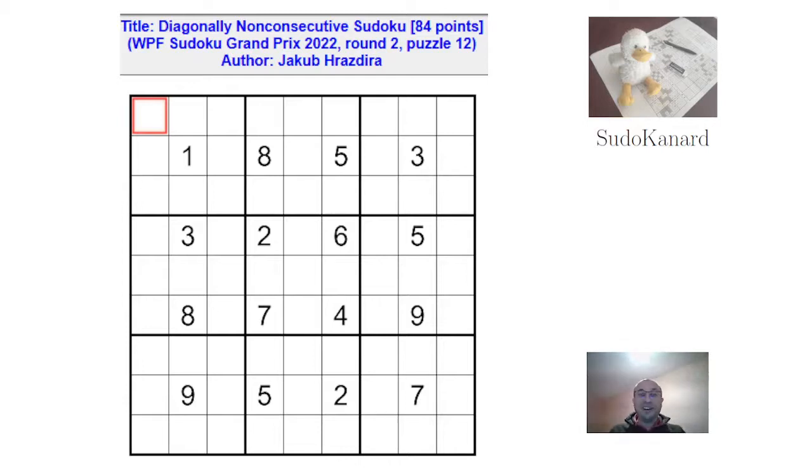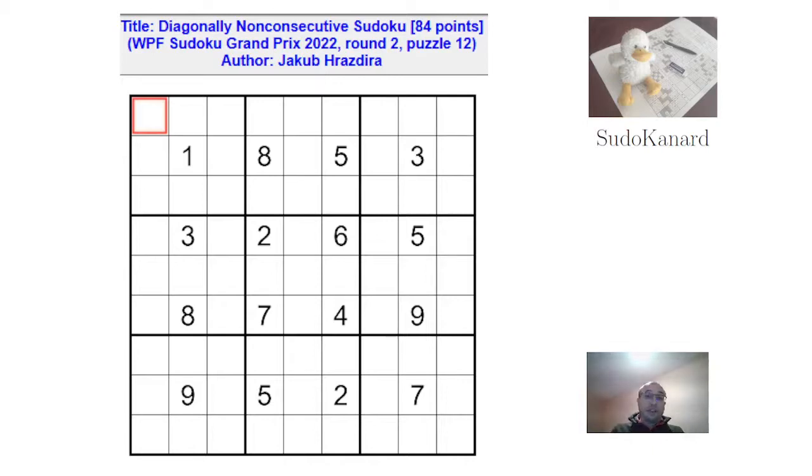Let's continue our solving or attempt to solve the puzzles in this WPF Sudoku Grand Prix by Czech Republic and Slovakia. This puzzle is diagonally non-consecutive Sudoku. It was the highest pointer in the round and I didn't solve it during the contest. I skipped it because I knew it would be too hard, and it was a better strategy to tackle other puzzles.